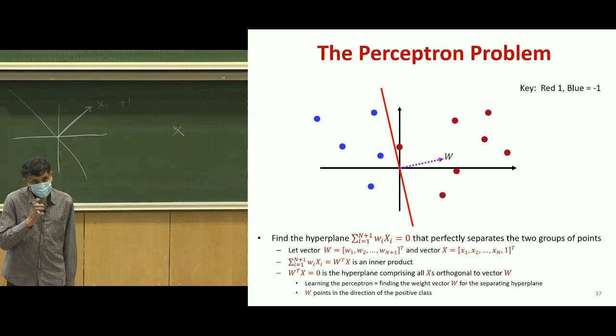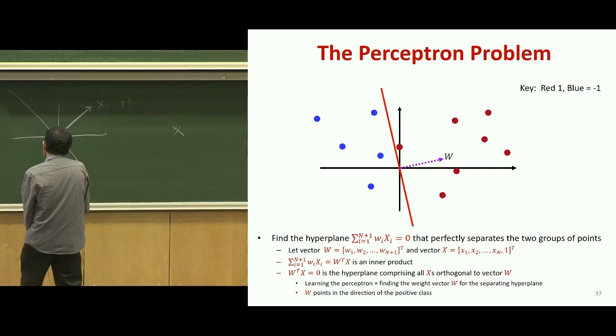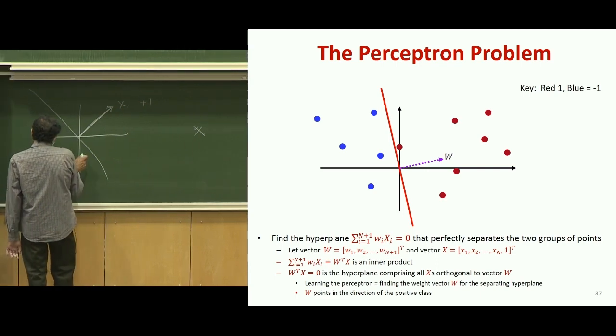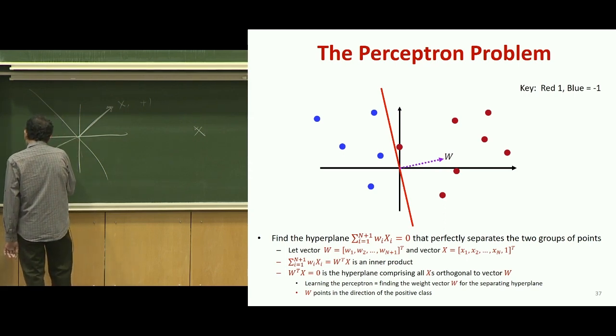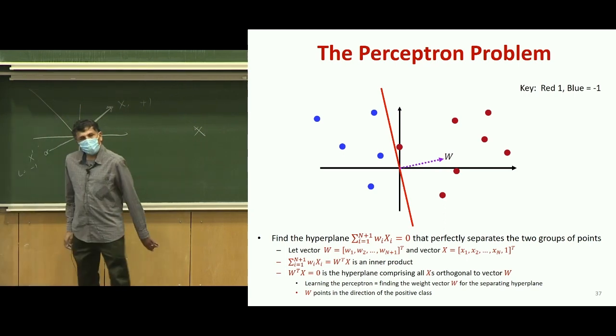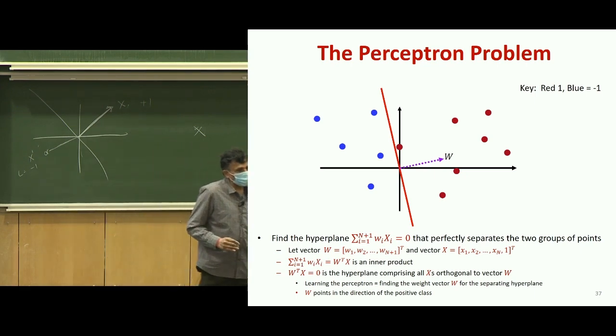Suppose I have a training instance which is, you know, something else. And here, this X prime has the label minus 1. What is the best weights vector for this one? Can you tell me?